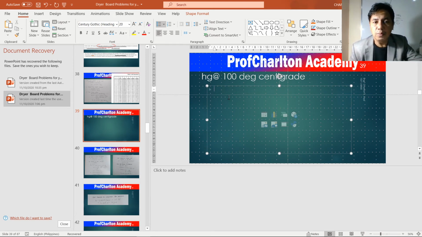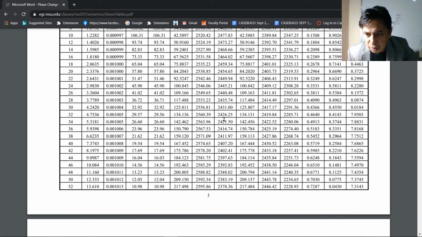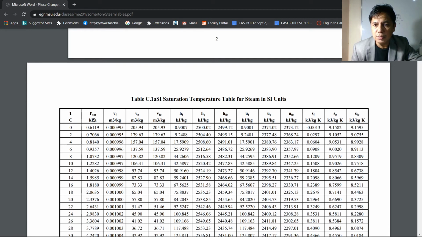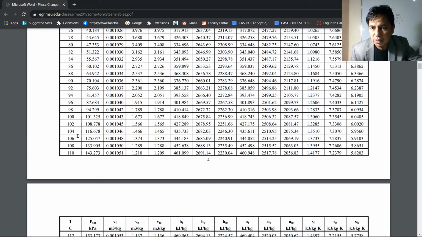So we'll go back to this. So 100, we go to 100. And then what column is this? 1, 2, 3, 4, 5, 6, 7. Seventh column because enthalpy of gas at 100. So here is 100, right? Here is 100 and the column is 7. So we have 2675.84.